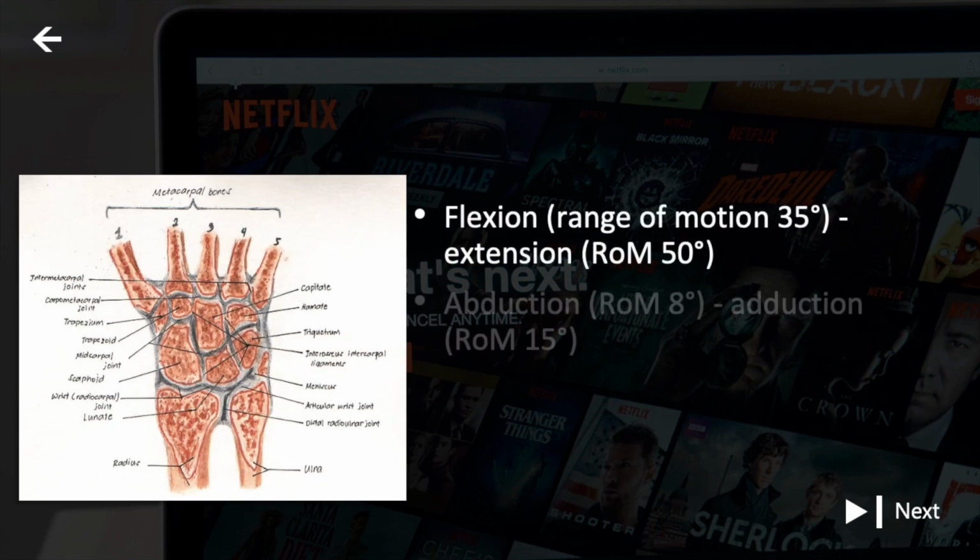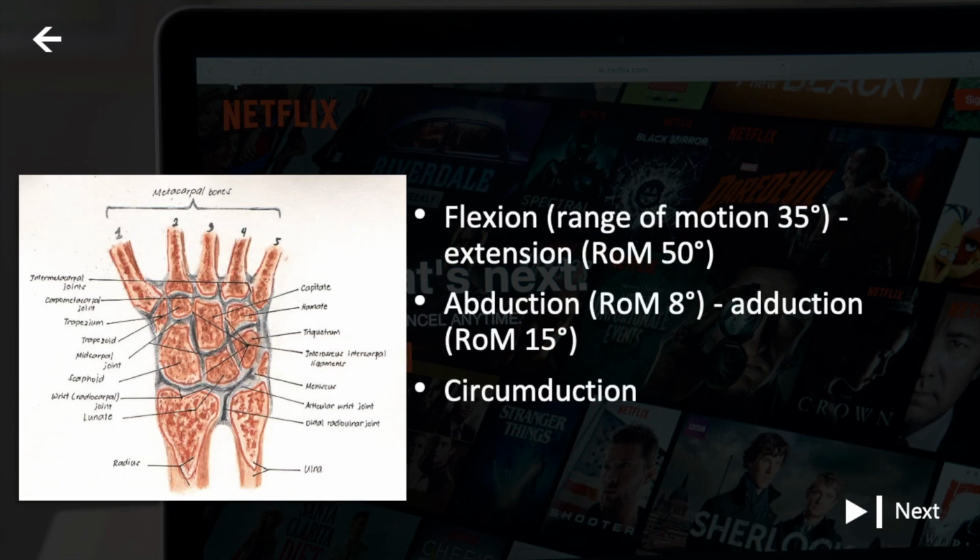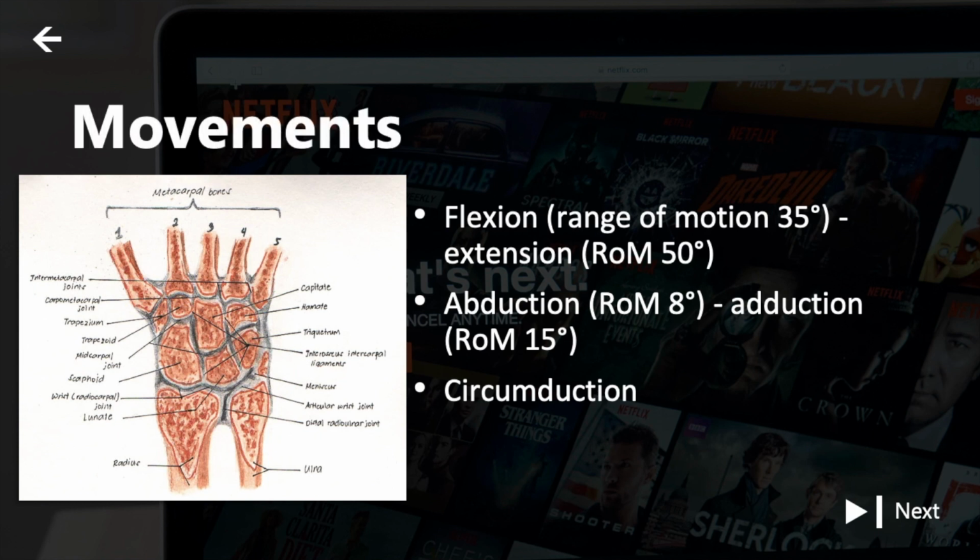So we could recall that the intercarpal joint is a biaxial joint, therefore it could move in 2 degrees of freedom: flexion, extension, abduction, adduction. And circumduction is also possible as a combination of the above movements. The range of motion of flexion is 35 degrees and extension 50 degrees. Abduction, on the other hand, is 8 degrees and adduction 15 degrees.